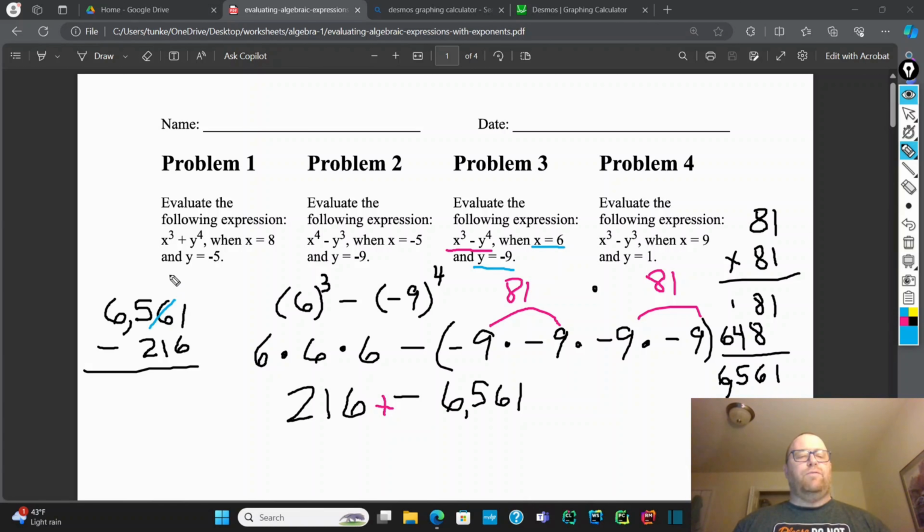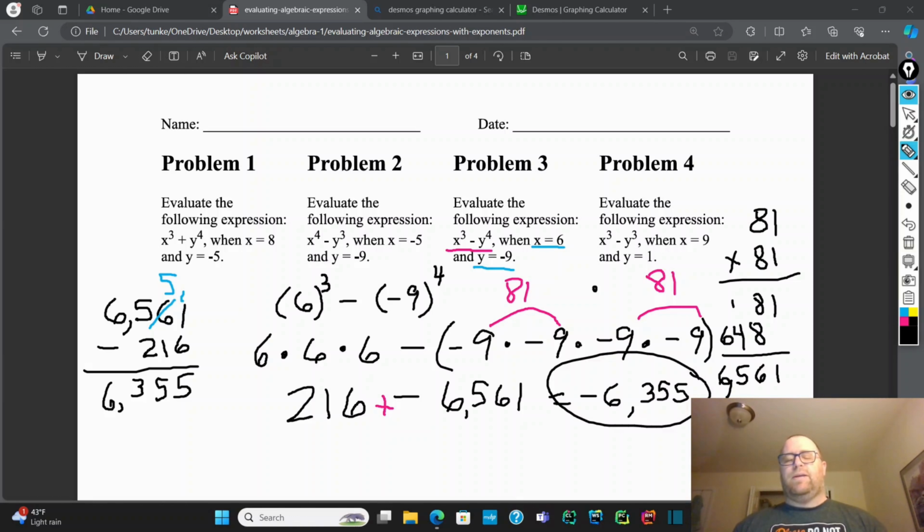So we're going to borrow from the 6 here. We have 5. Bring the 1 over, so we have 11 minus 6. That's going to be 5. 5 minus 1 is 5. 5 minus 2 is 3. And then 6 minus nothing is 6. So we get this 6,355. Remember that this number has a further distance from 0, so we're going to have to make it a negative. So it's going to be negative 6,355.